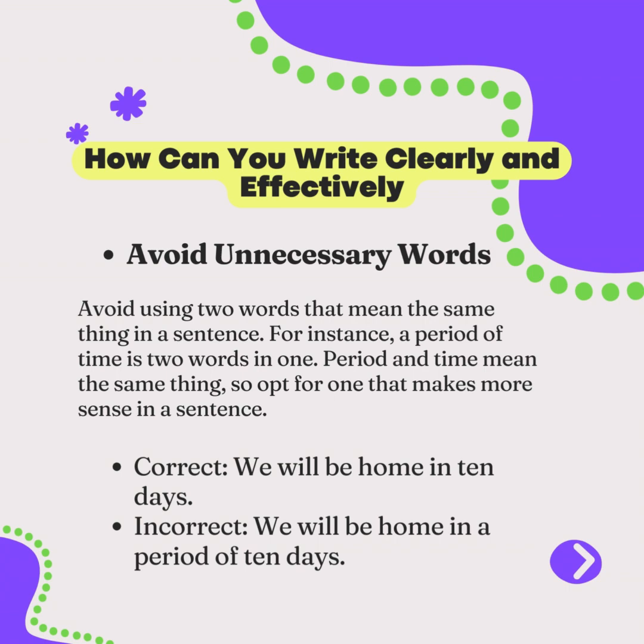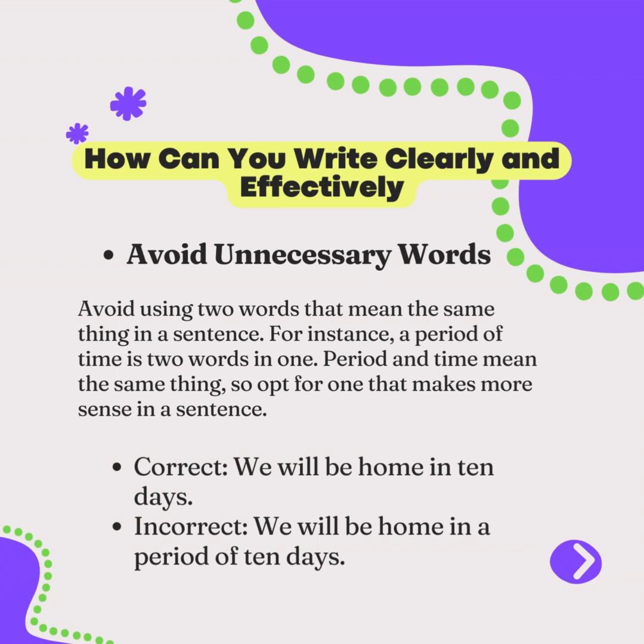Now, how can you write clearly and effectively? Number one, avoid unnecessary words. This means that if two words mean the same thing, do not use them in a sentence. A popular example is a period of time, because a period and time mean the same thing. So when you are writing a sentence, do not use the two of them in the sentence.